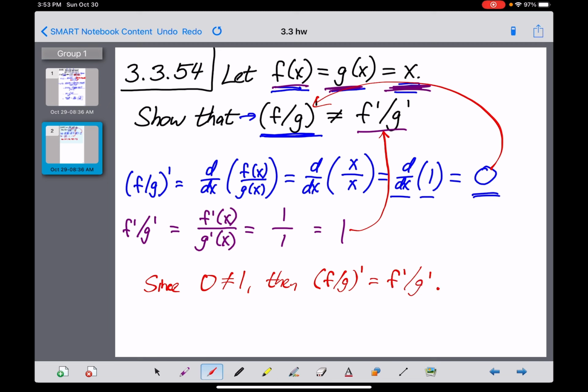Technically, all we've done here is show that that isn't the case if f of x is equal to g of x, and they're both equal to x, and you are welcome to spend some of your valuable free time trying this with different functions, but I think you'll get the point. They're just trying to get you to come up with one example, and really, once you've shown one example where it doesn't work, you know that it's not a rule that works all the time. So there we go, guys. That's number 54.